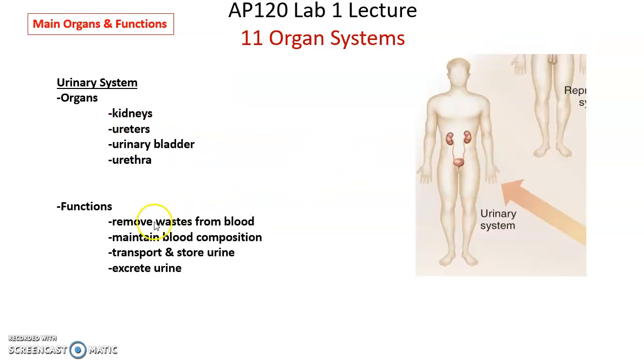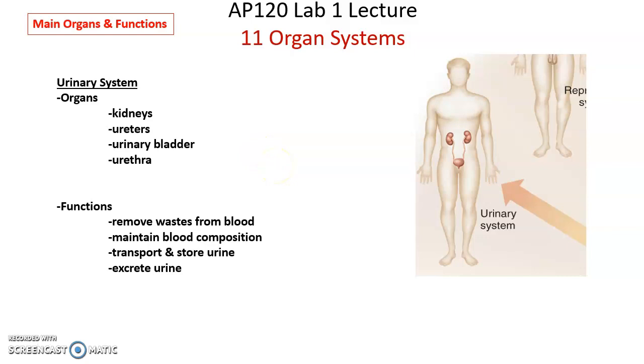So functions: removing waste from the blood, so the kidneys remove waste products, things our body doesn't need, out of the bloodstream. And the kidneys also maintain proper blood composition. So they remove excess materials out of the blood. They make sure the blood volume is correct. So very, very important functions for keeping us healthy and alive.